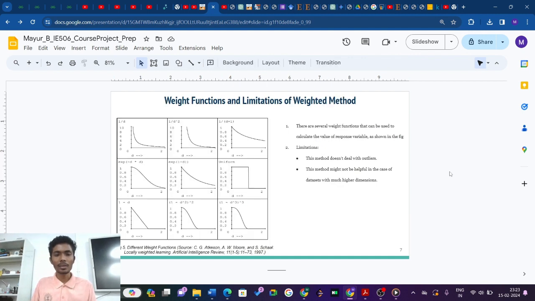In the previous slide, the weight that we took was 1 by d. There are many other weight functions such as 1 by d square, 1 by d plus 1, e to the power minus d square. This method does not give very good results when we are dealing with many outliers. This method will not work if the data set is high dimensional.